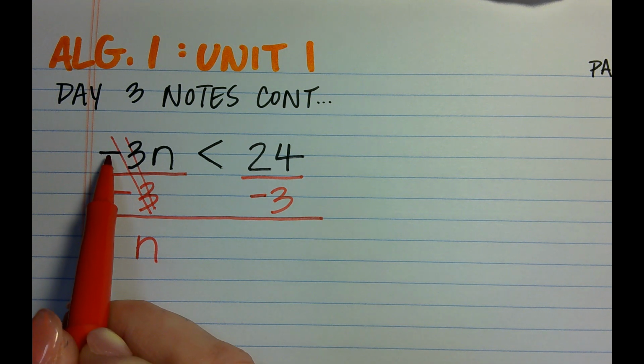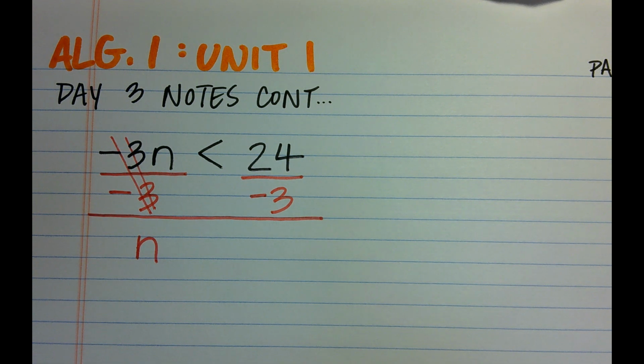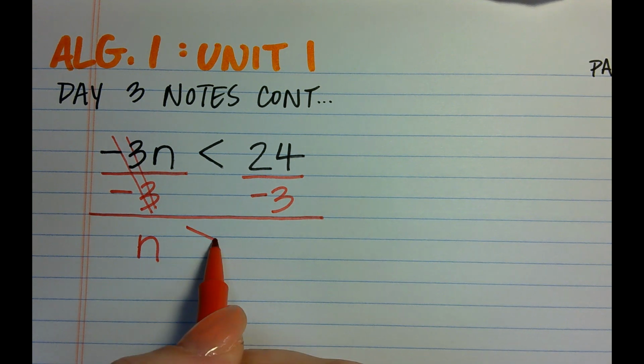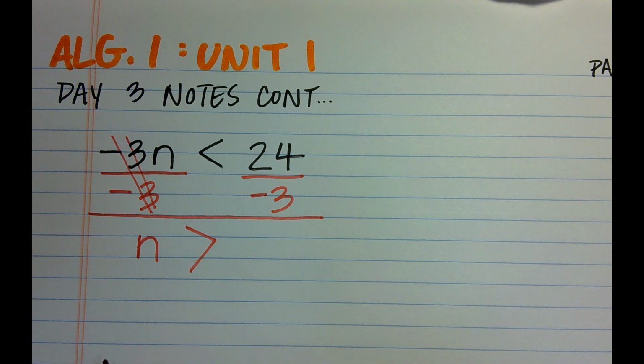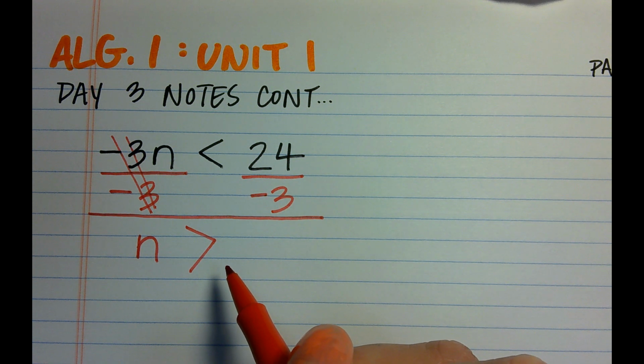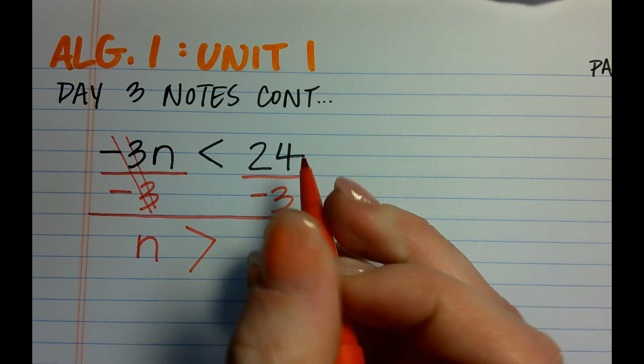And since it changed from negative to positive, what do we need to also change? Our sign, our symbol. So instead of less than, it's greater than. 24 divided by negative 3. Negative 8. Yes, it's negative 8.